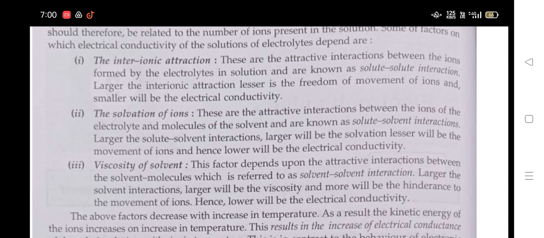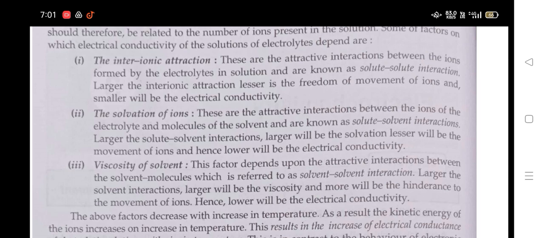Second, the solvation of ions. These are the attractive interactions between the ions of the electrolyte and molecules of the solvent and are known as solute-solvent interactions. The larger the solute-solvent interactions, the larger will be the solvation, the lesser will be the movement of ions and hence the lower will be the electrical conductivity. Third, viscosity of solvent.